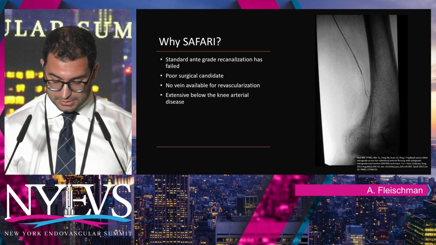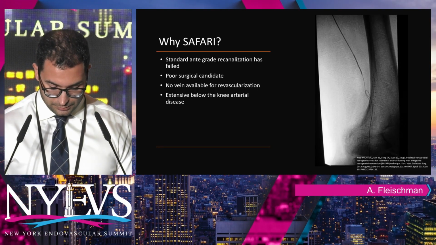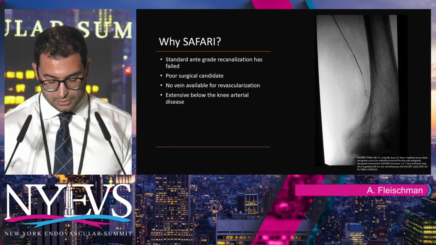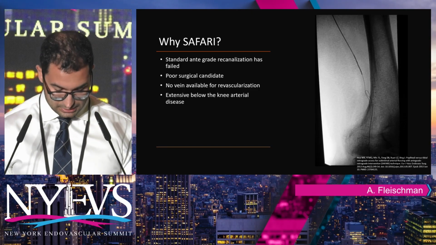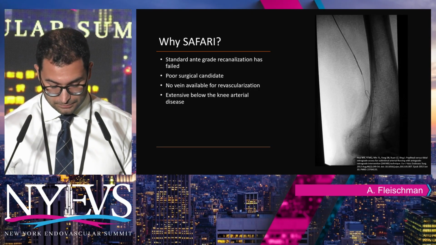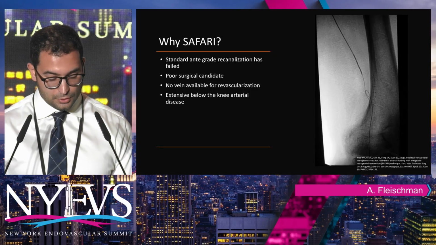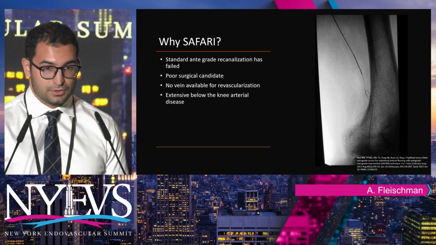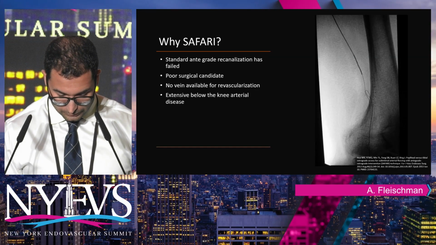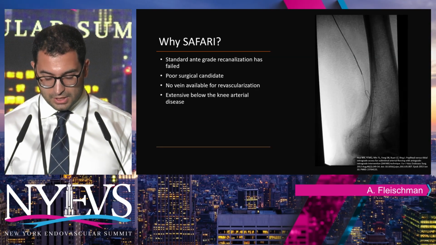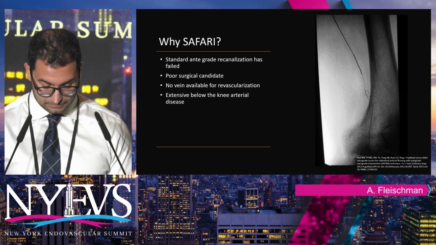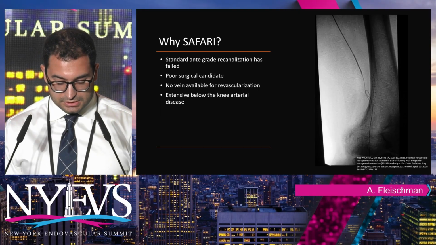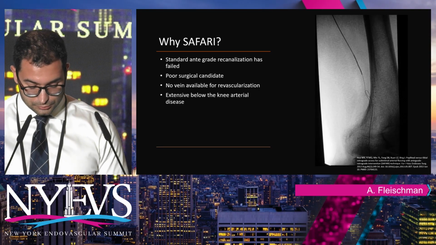Because we're at a vascular conference, I wanted to discuss this procedure a little bit with you. This technique is specifically used to treat complex chronic total occlusions when standard antegrade recanalization did not work, as seen before in our patient. The patient was a poor surgical candidate, no vein was available for revascularization, and extensive below-the-knee arterial disease was present, all of which is seen in our patient. This procedure involves accessing the artery both proximally and distally, as seen in the image to the right. You use a through-and-through floss wire to successfully allow for the angioplasty, balloon, or stenting to occur.